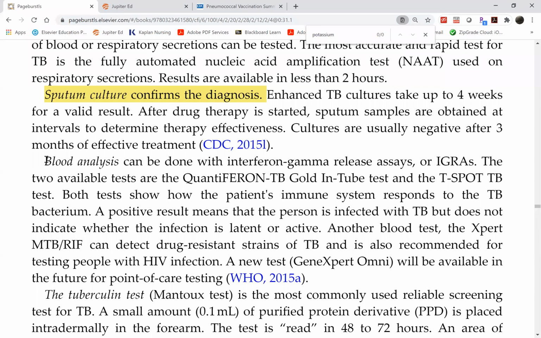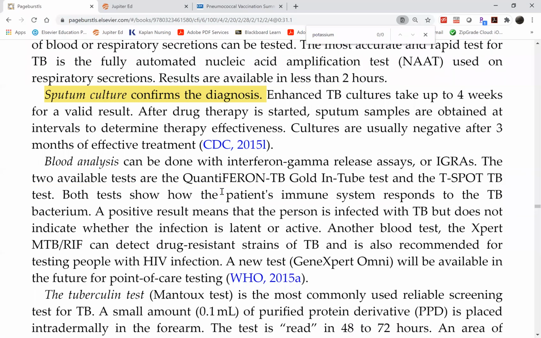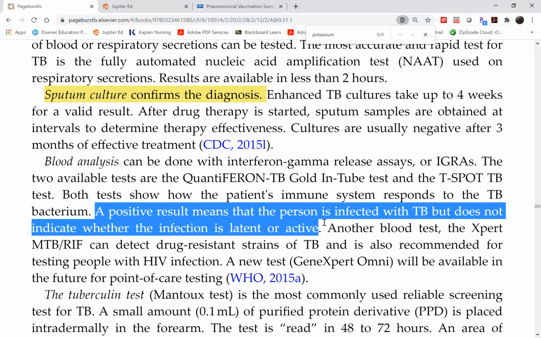Now, we're familiar with the PPD, that's the skin test. We have the QuantiFERON Gold. We also have the T-SPOT TB test. One thing all of these tests have in common is they do not confirm TB. A positive result in all these tests shows that you were infected with TB, meaning you were exposed to TB, but it will never confirm whether your TB is active or whether it's latent TB. Does that make sense?